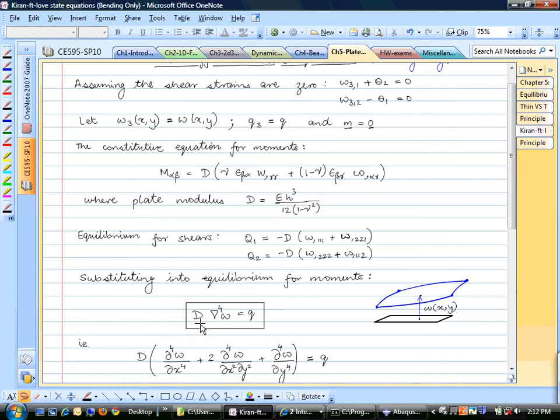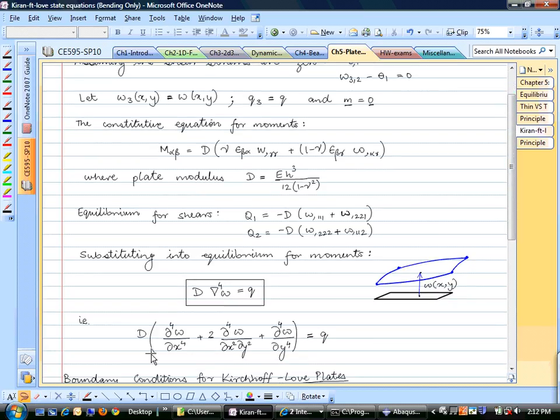Here, D is the plate modulus, just like EI was our beam modulus. This D is the plate modulus that is given by E h cubed over 12 over 1 minus Poisson ratio squared, where h is the thickness of the plate. And this fourth order derivative is defined right here. So this W is a scalar. You take the fourth derivative with respect to x, mixed derivative with respect to x and y, and fourth derivative with respect to y, sum that up, and this is the governing equation for Kirchhoff-Love plate equations.